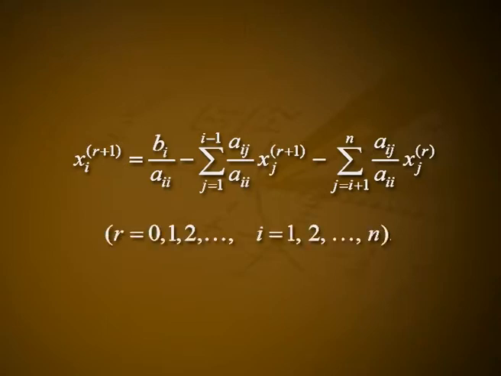6 can be briefly described as follows: x i r plus 1 equal to b i by a i i minus summation over j from 1 to i minus 1 a i j by a i i x j r plus 1 minus summation j from i plus 1 to n a i j by a i i x j r, for r equal to 0, 1, 2 etc., i equal to 1, 2 etc. n.